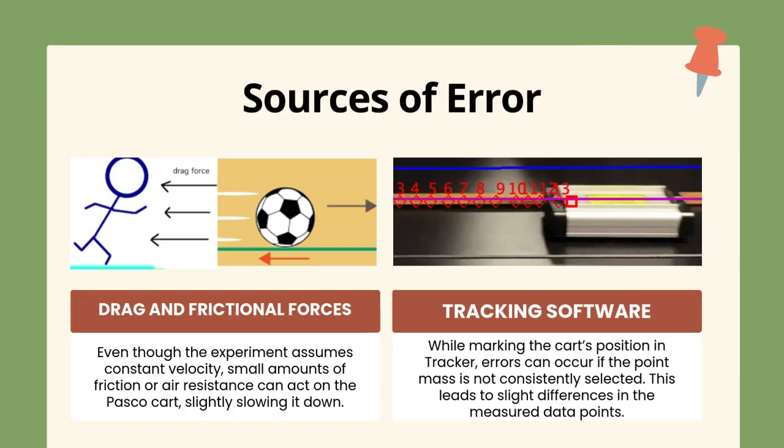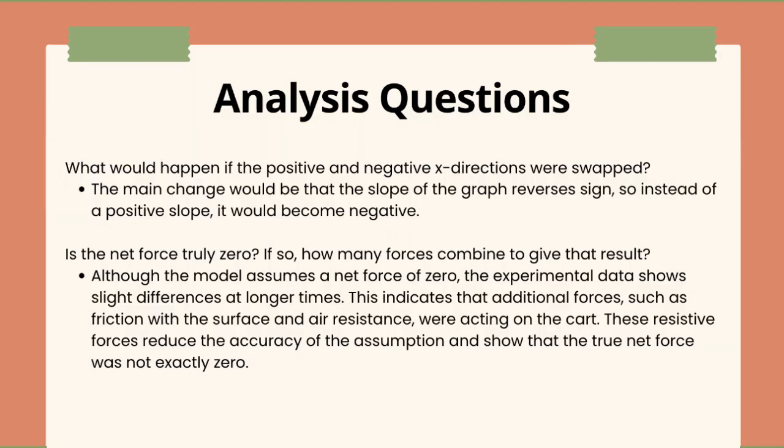Sources of error: obviously drag and frictional forces. Even though the experiment assumes constant velocity, small amounts of friction or air resistance can act on the cart I used and slightly slow it down, which did happen. And with the tracking software, while marking the cart's position in Tracker, errors can and did occur when the point mass was not selected accurately. This leads to slight differences in the measured data points, deviating the data.